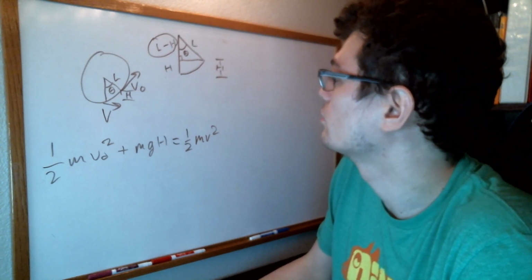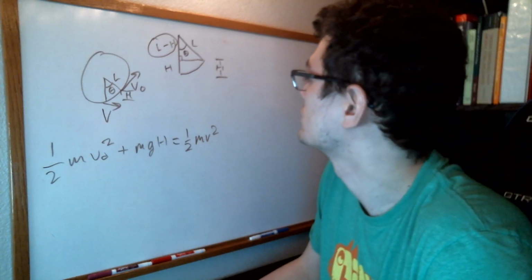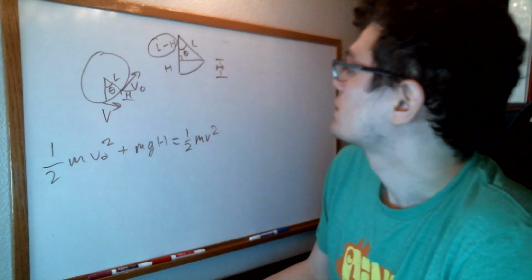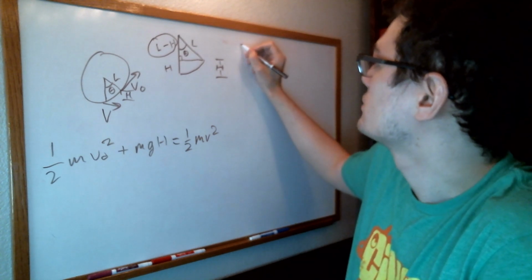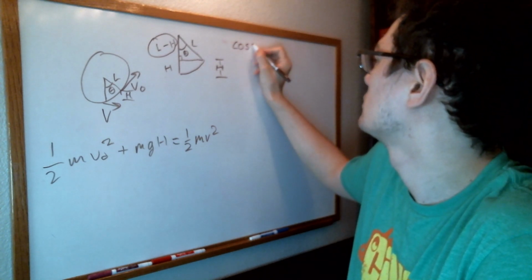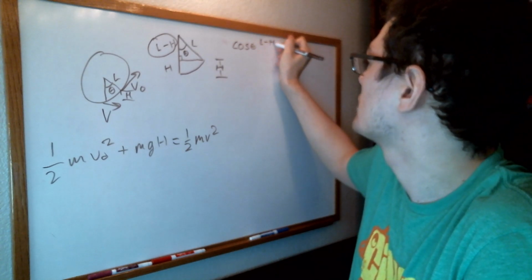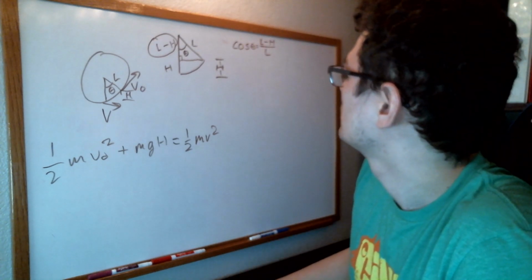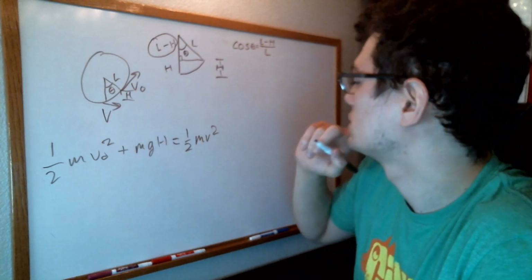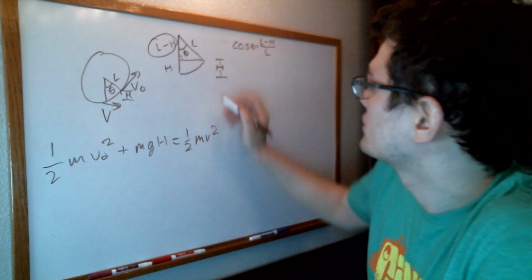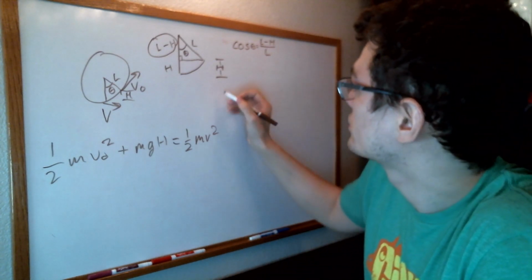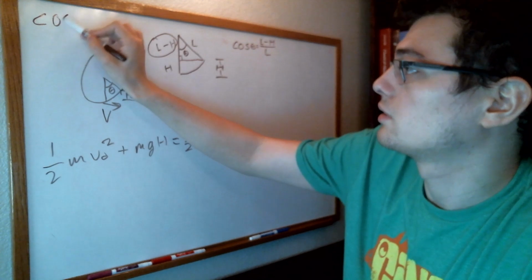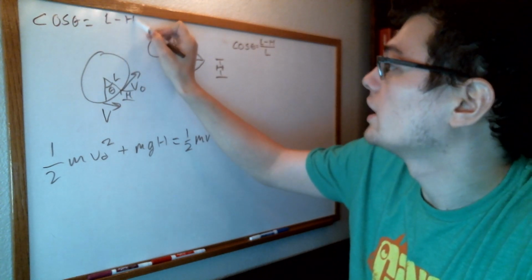And so from there, what we can do is solve for what h is in terms of trigonometric functions and L. In this case, this is going to be the adjacent here. So this is going to be cosine theta equals L minus h all over L. And so then we can solve for h or theta. Either way, we can end up solving this problem. Again, cosine theta is equal to L minus h over L.